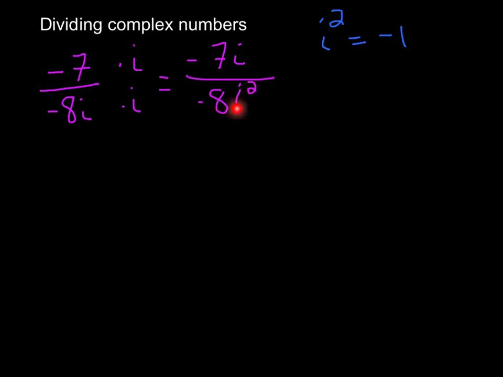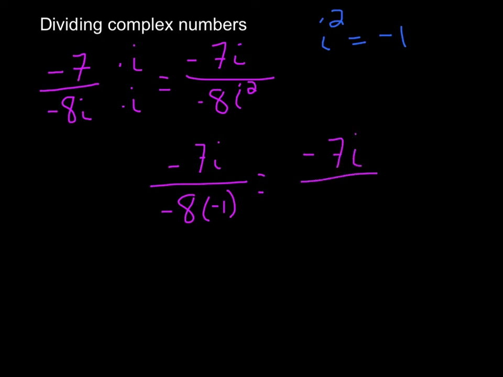We talked about this really briefly here, but i squared is equal to -1. So now I've got to plug in -1 in place of i squared. So let's rewrite that. That's -7i all over -8 times -1. Well, we can simplify that. -8 times -1 would be 8. So my answer on this one is -7i over 8.